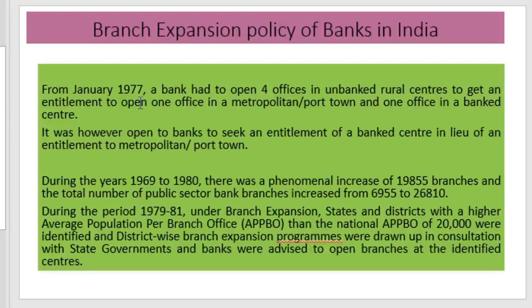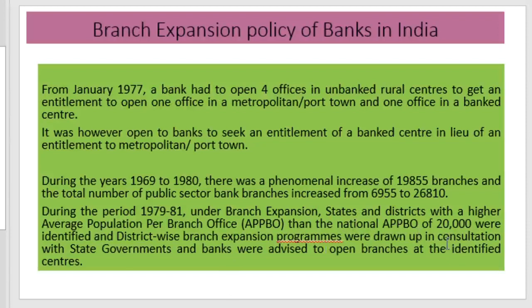From January 1977 onwards, a bank had to open 4 offices in unbanked rural centers to get an entitlement to open 1 office in a metropolitan or port town. Then, during 1969 to 1980, there was a phenomenal increase of 19,855 branches, and the total number of public sector bank branches increased from 6,955 to 26,810.